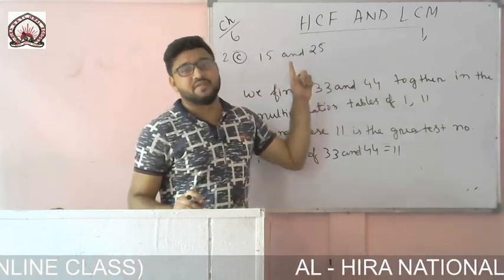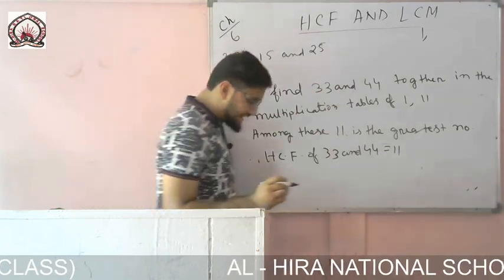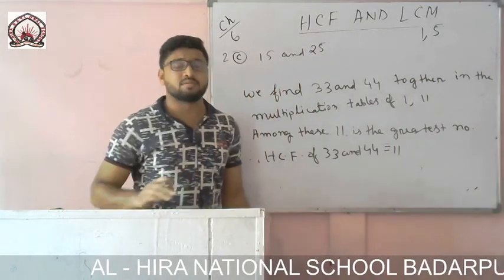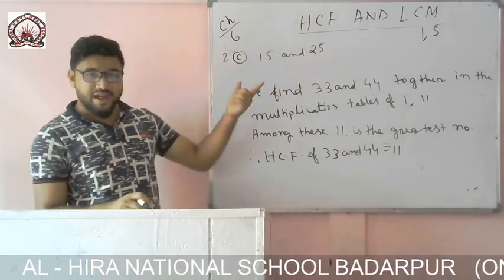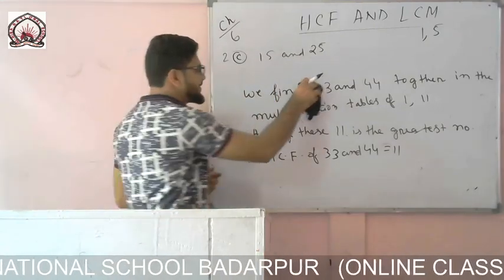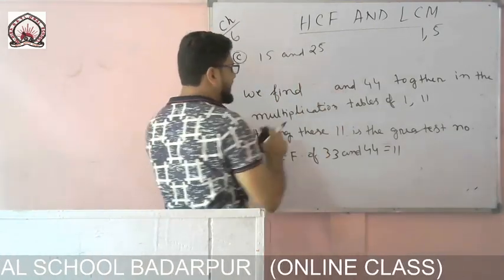5 3s are 15, 5 5s are 25. So I can write 5. Among this 1 and 5, which one is greater? Obviously 5 is greater. So HCF will be 5. Just replace the numbers.